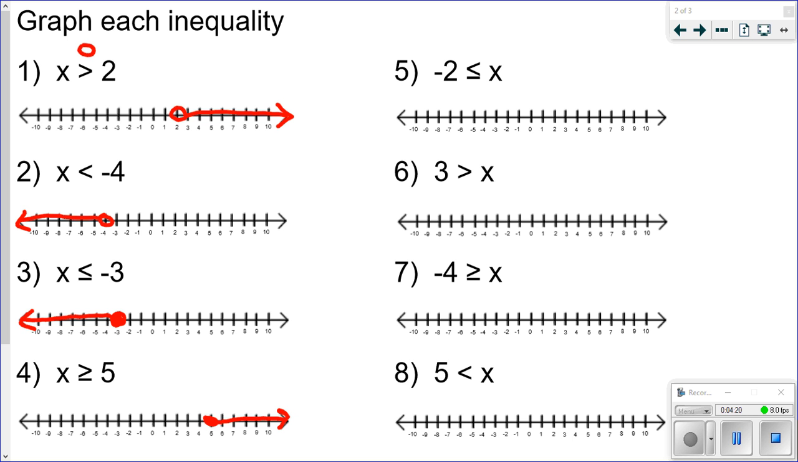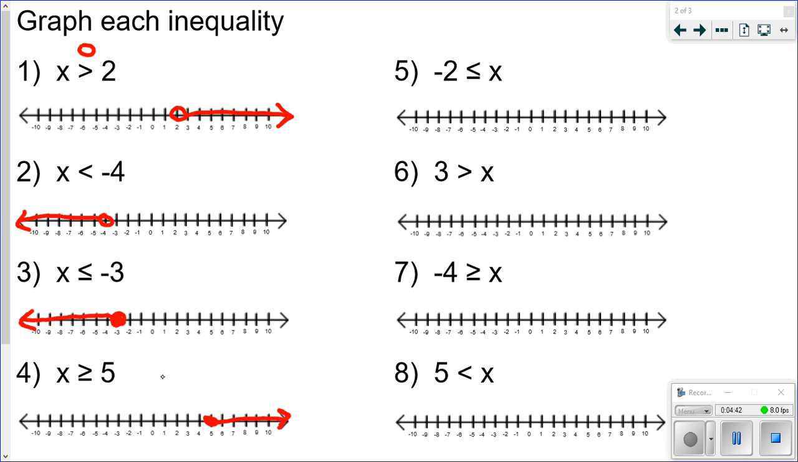So there is a shortcut trick here. I'll point this out to you. If you think of the inequality symbol as an arrow, it's pointing which way to shade. So it's pointing to the right, I shade to the right. It's pointing to the left, I shade to the left. It's pointing to the left, shade to the left. It's pointing to the right, I shade to the right.